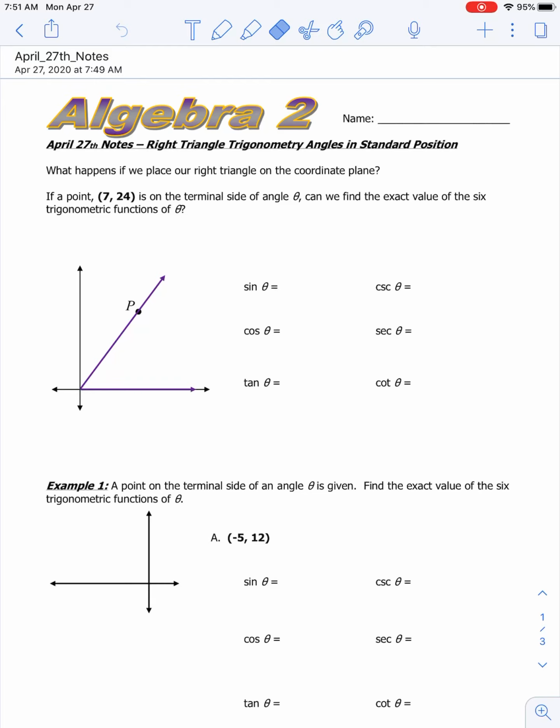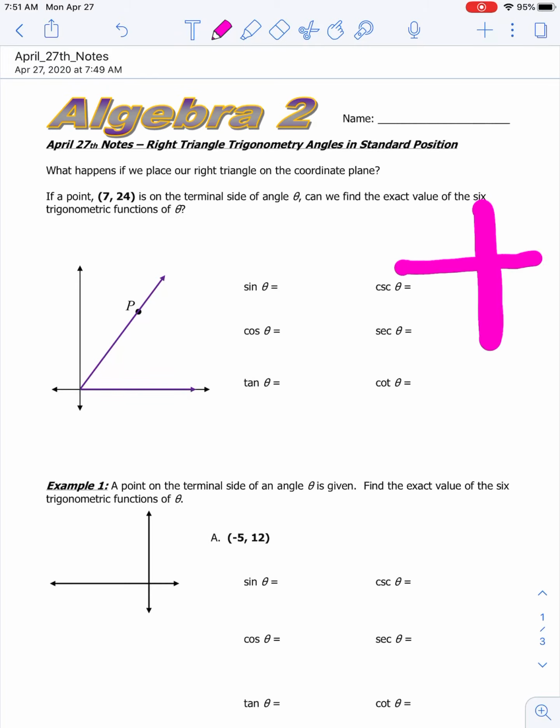Okay, so today's stuff is actually pretty easy. Instead of drawing random triangles, we're going to be drawing triangles on the coordinate plane and using SOHCAHTOA. The key to these is you need to remember to draw all triangles.